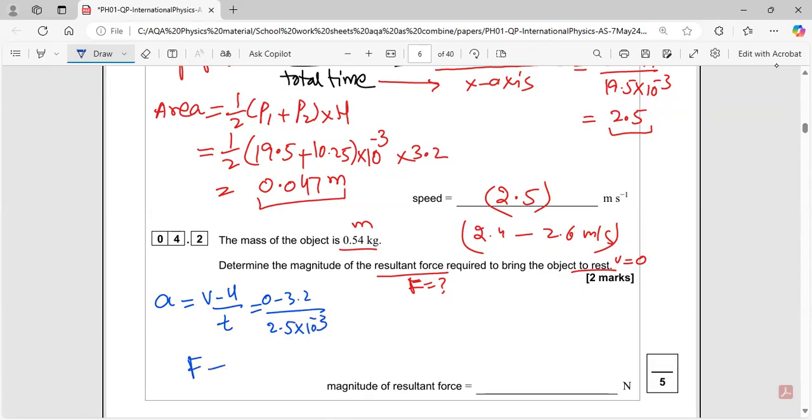And after doing this, you can use F equals m a. The a value is over there, so you can simply plug in both the values to get your answer. And your answer should be in a range of around 690 to 870 Newton. So this is simple. You just find the acceleration, put it over there, and multiply with 0.54 to get your answer.